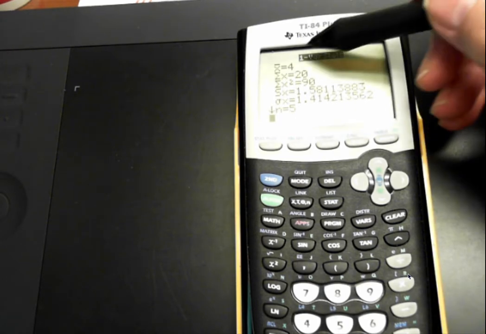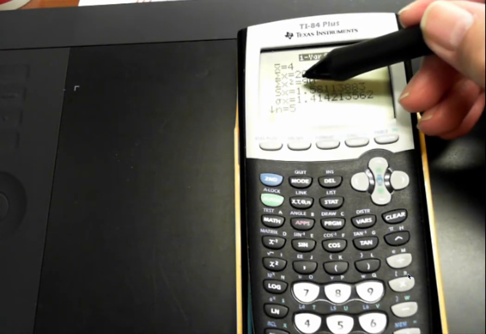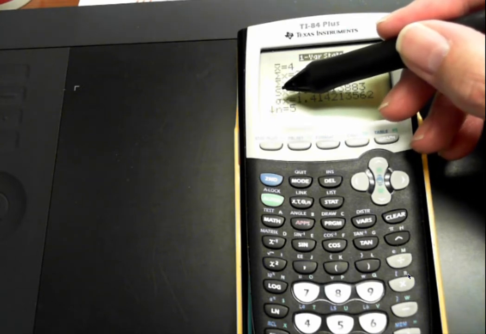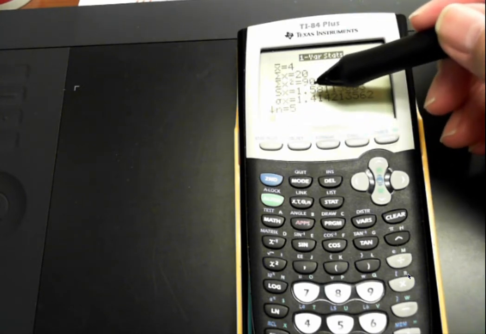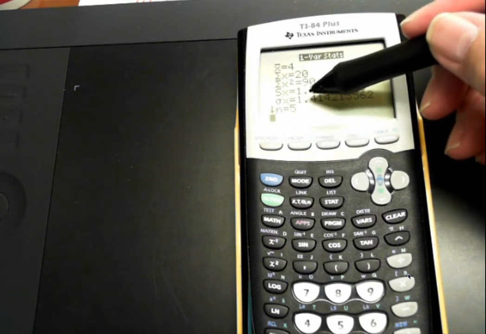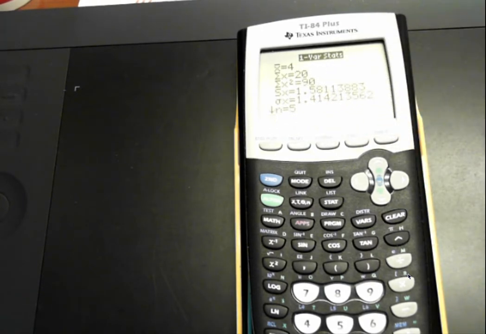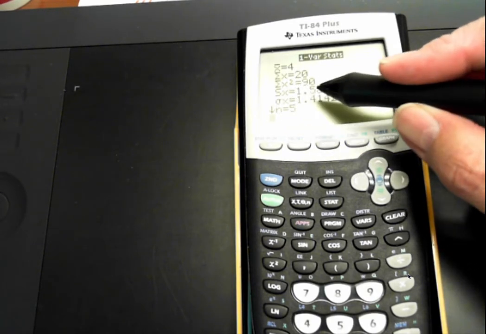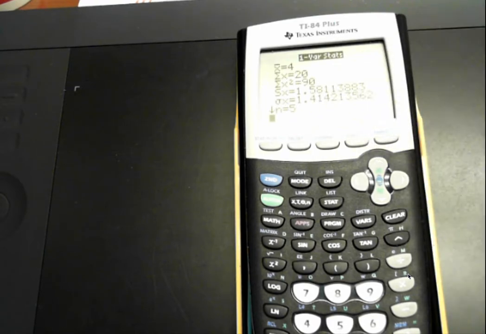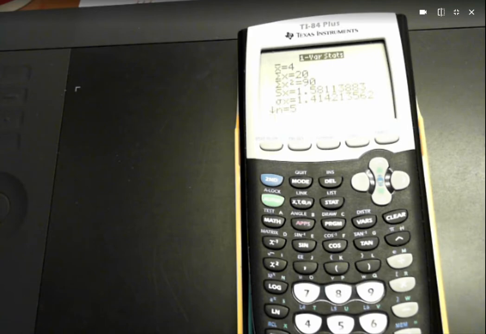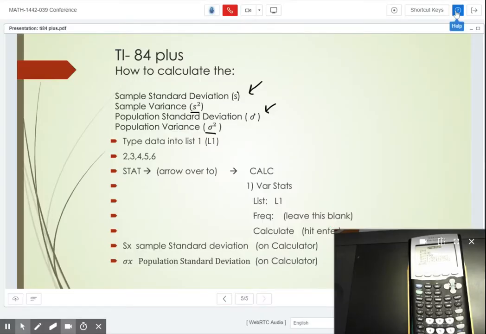If you notice, my mean is 4. My sample standard deviation, S, is 1.58, and my population standard deviation is 1.41. So my sample standard deviation is 1.58, and this symbol here is the population standard deviation, 1.41. So let's write those down.